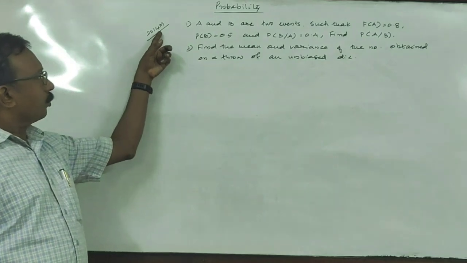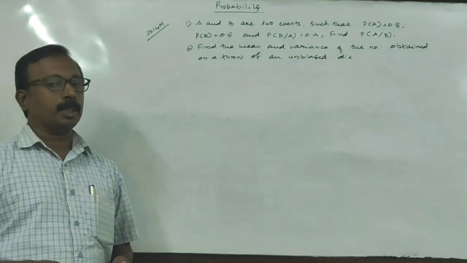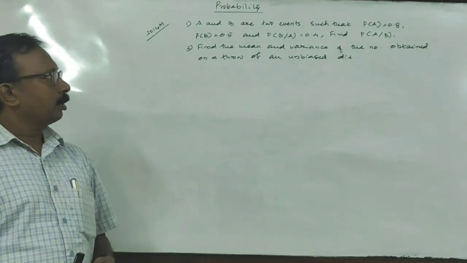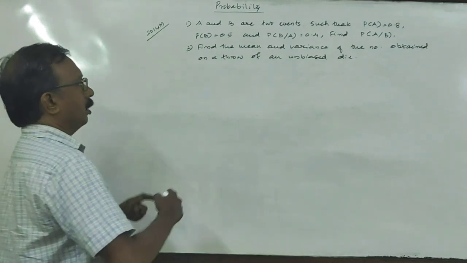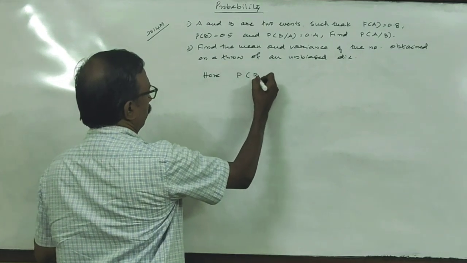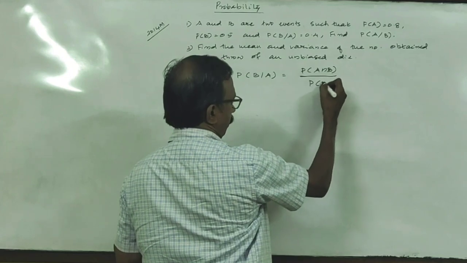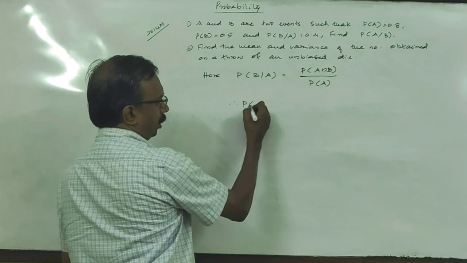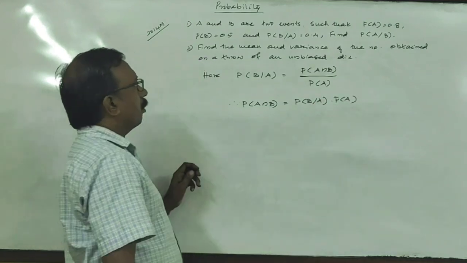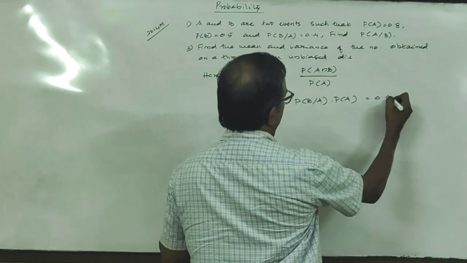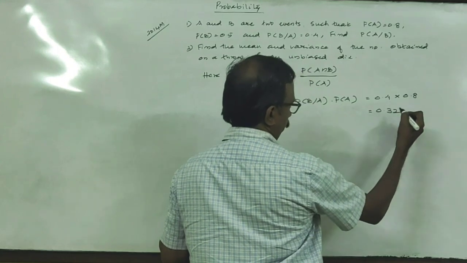Next question, in 2014 March, the first question is: A and B are two events such that P of A is equal to 0.8 and P of B is equal to 0.5. And P of B given A is 0.4, we have to find P of A given B. To find A given B, we need P of A intersection B. Here, P of B given A is equal to P of A intersection B divided by P of A. So we have P of A intersection B is equal to P of B given A into P of A. P of B given A is 0.4 into P of A is 0.8. So we get 0.32, isn't it?